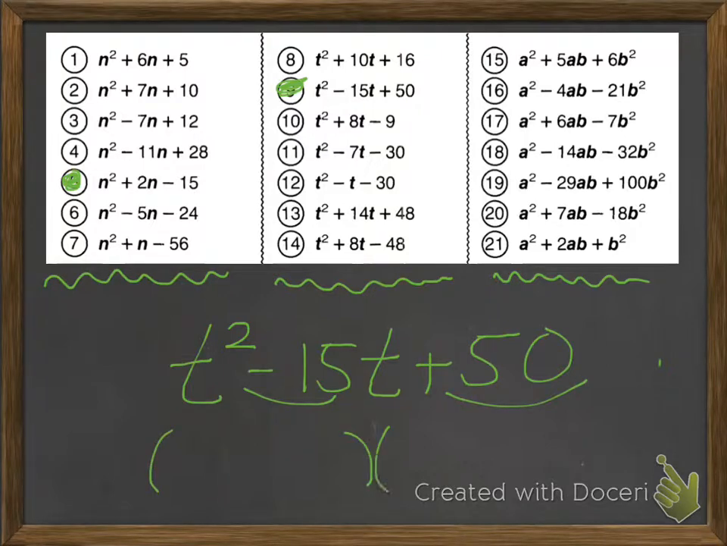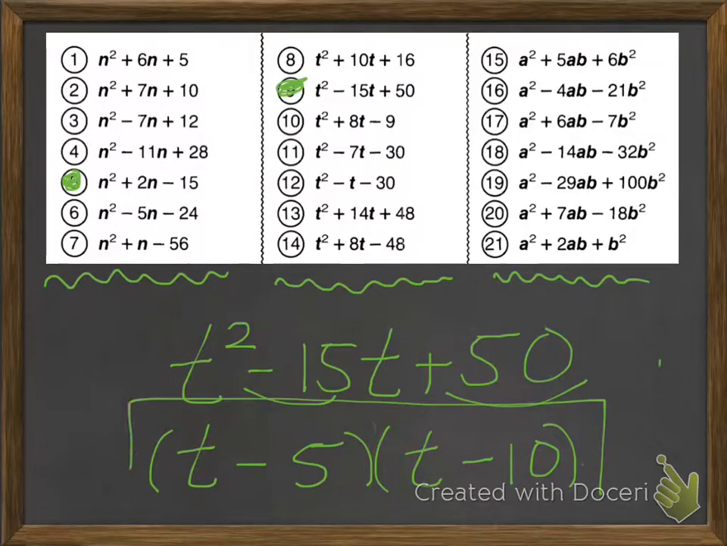All right. Hopefully you tried it and you're just checking it out now. 50, I think 5 and 10. I also think 25 and 2, but I don't think that's going to give me 15. So I'm going to go with 5 and 10. And let me see. I have to have a negative 15. So I would have to have both signs negative to get an adding and keep the sign. And negative would give me the positive. I'm good. I just have to put the t's. Final answer. The quantity of t minus 5 times the quantity of t minus 10. Guys, you rock, you roll, and you're ready to go.